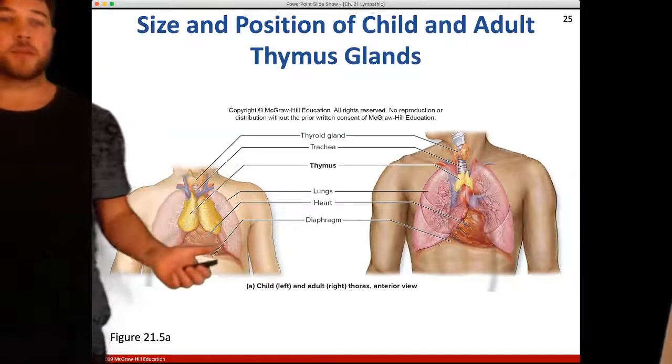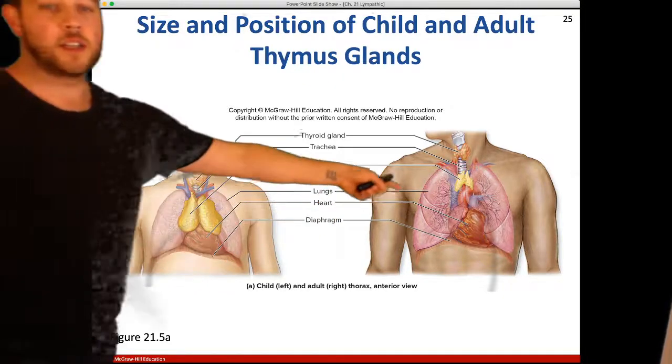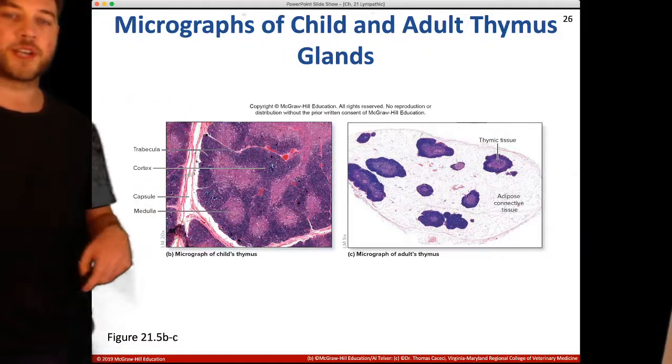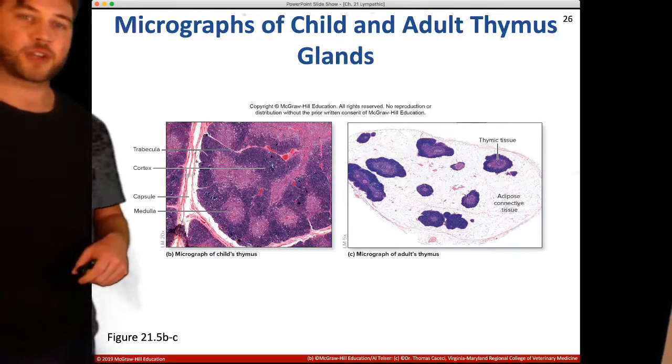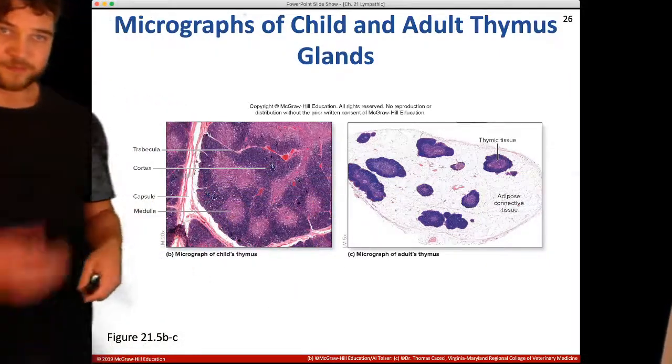Here you can see the thymus sitting just on top of the heart. This is in a child, and then in an adult, how much it regresses. And there's just a histology representation of that. You can see all of this white adipose tissue that replaces your active thymic tissue.